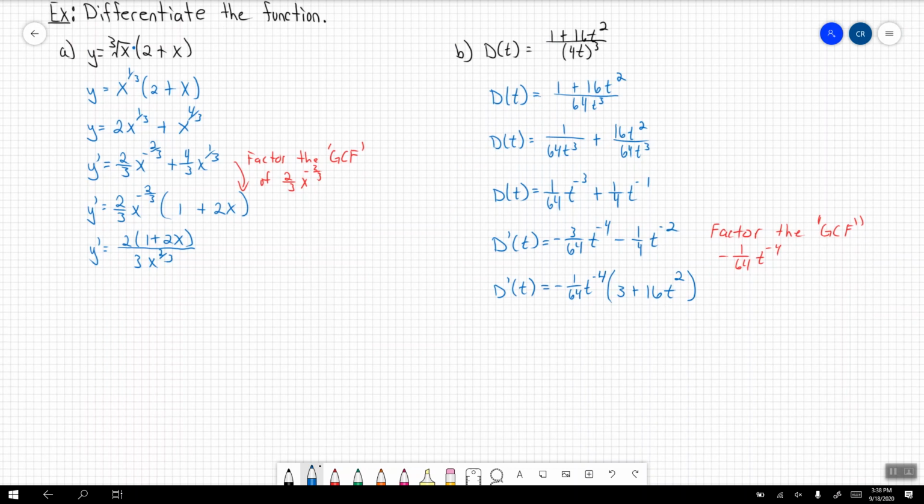And finally, we just clean this up. d prime of t: I have a negative way out in the front. Numerator is 3 plus 16t squared. Denominator is 64t to the 4th. And again, look at that. That is awesome. Numerator completely factored. Denominator completely factored. Negative way out in the front, so that we can see that the whole fraction is negative.